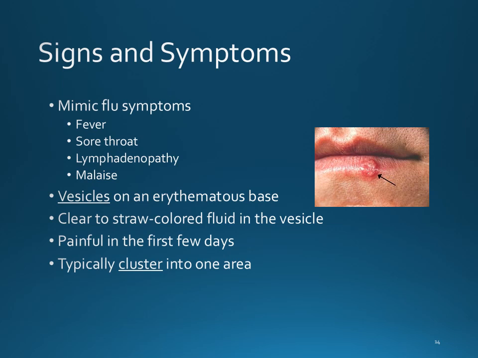I think the hallmark sign for this, and it's not marked, but the hallmark sign to me is that they tend to cluster into one area. In fact, I always remember it as a cluster of grapes. So there's a lesion, there's a lesion, there's a lesion, there's one, and there's one. They're really close together. Now, you might have one kind of out here on the end that doesn't look like it's connected, but it kind of is. But generally, that's what it's going to look like.